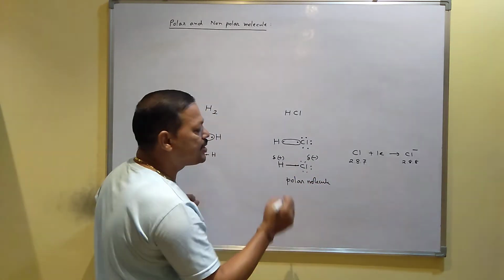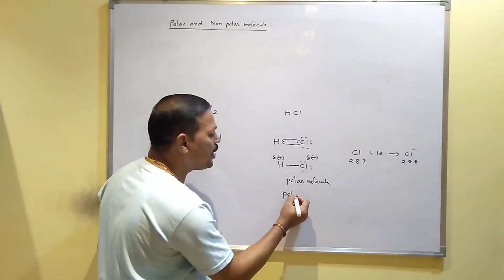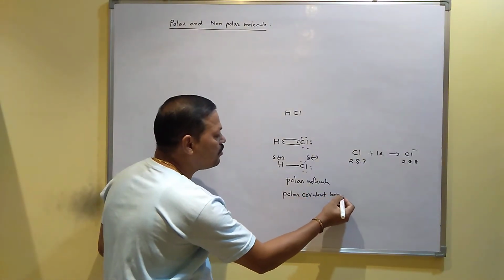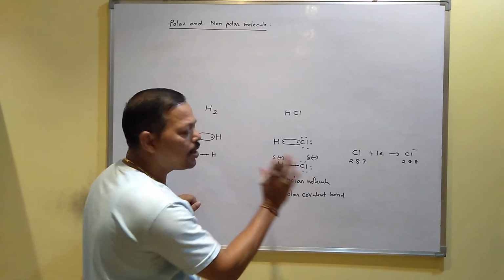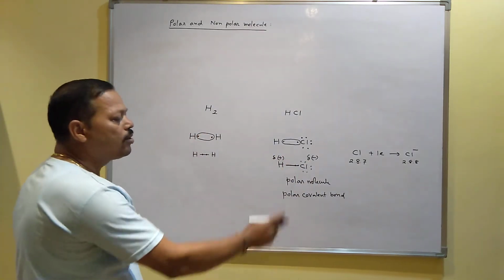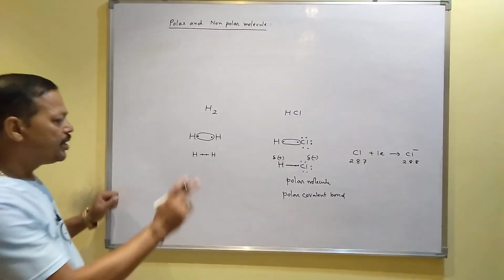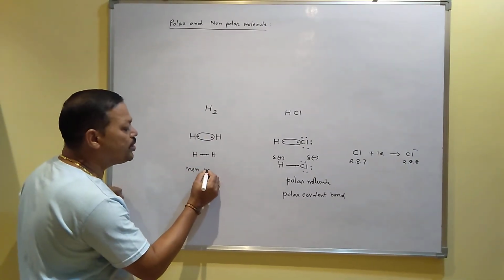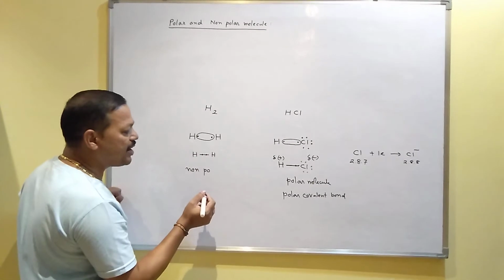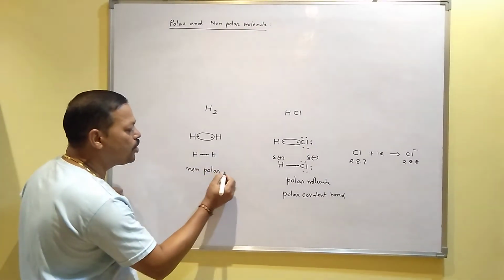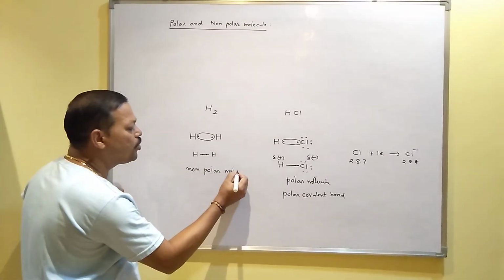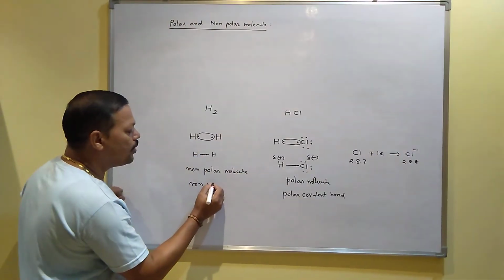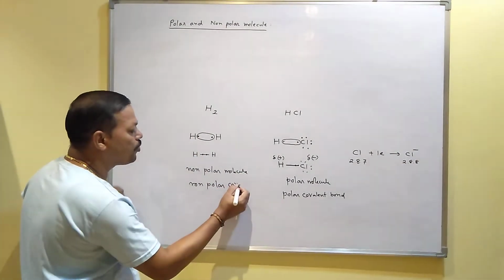And the bond is said to be a polar covalent bond. Have you got it? The molecule is called a polar molecule and the bond is called a polar covalent bond. Here the hydrogen molecule is said to be a non-polar molecule because no such pole exists, positive and negative poles do not exist. That's why this type of molecule is called a non-polar molecule, and the bond is said to be a non-polar covalent bond.